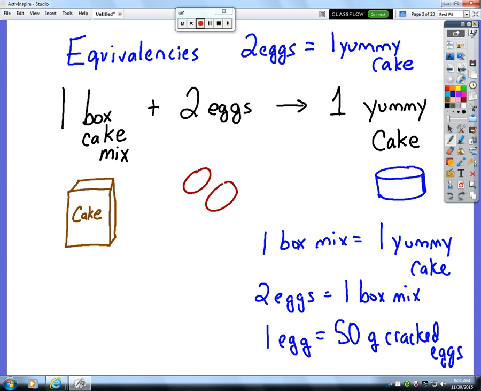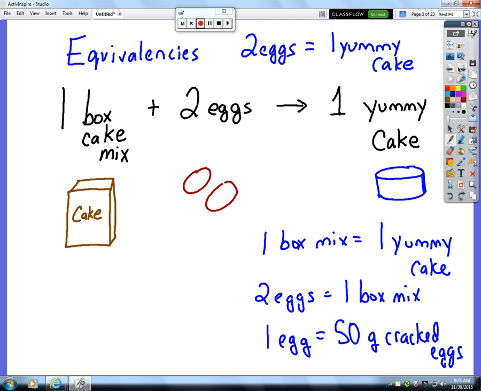I'm going to go through a simple relationship so you can get an idea of how this works. And I'm going to use equivalencies, or things that are equal to each other. And so I have this recipe. I love yummy cake. And so to make yummy cake, I take 2 eggs and 1 box of cake mix, and that's going to make 1 yummy cake.